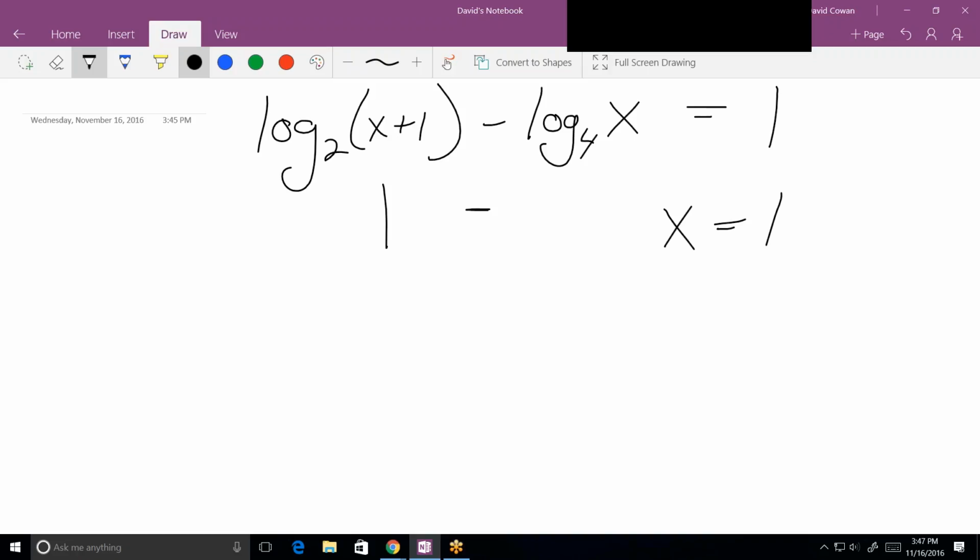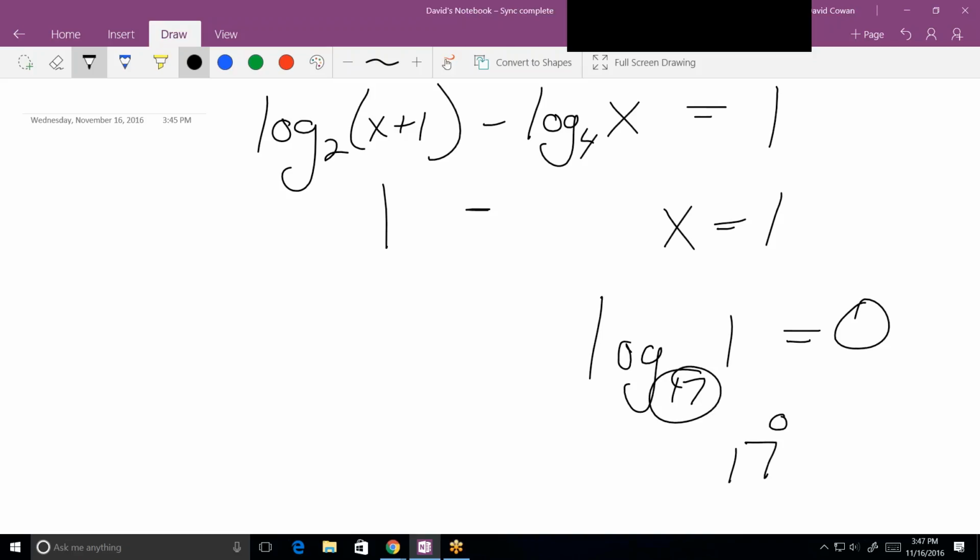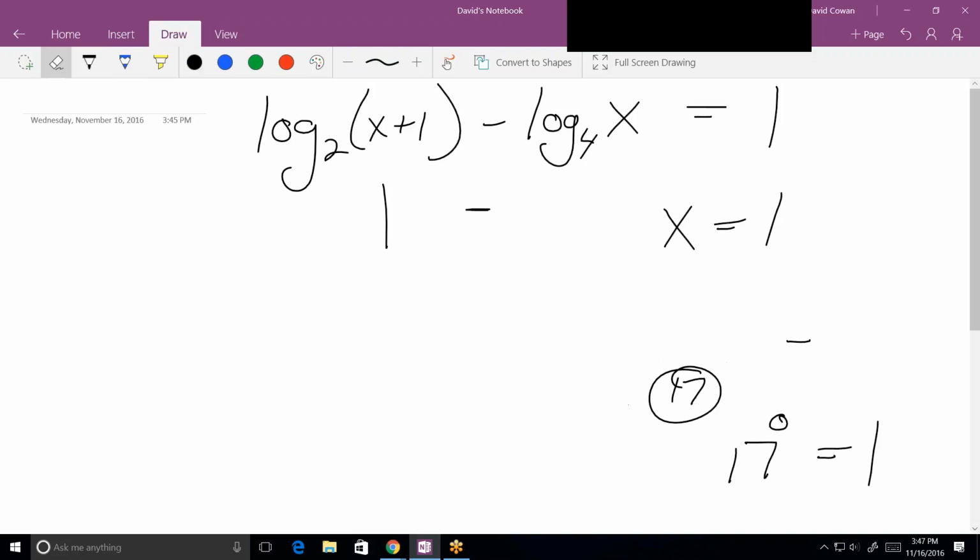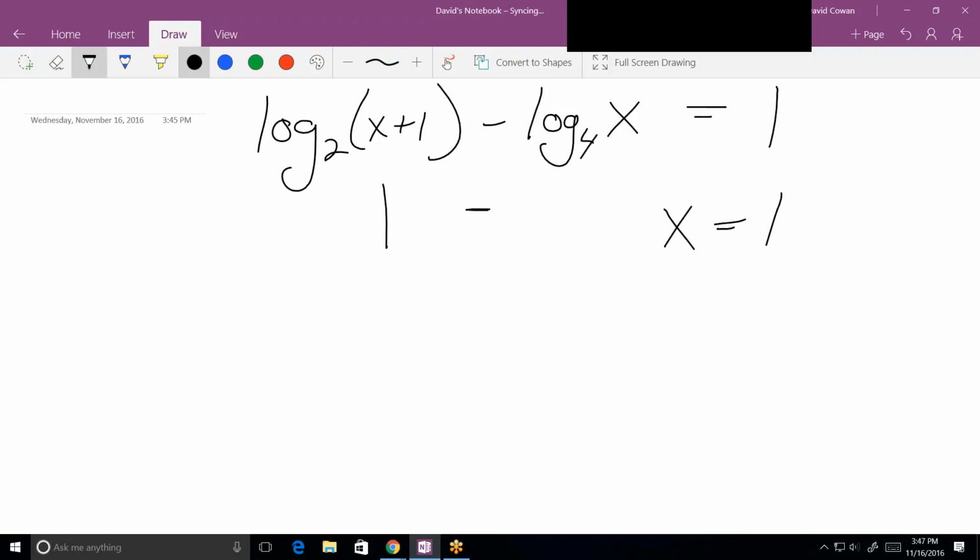The log of 1 is always 0 regardless of the base. In other words, the log base 17 of 1 is 0. Why? Because 17 to the 0th power is equal to 1. So in this particular problem, I can tell that if x equals 1, then I get 1 minus 0, and that does equal 1.